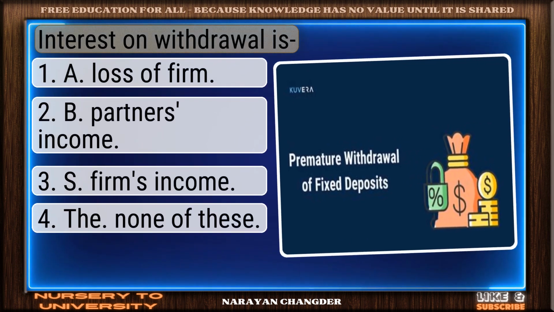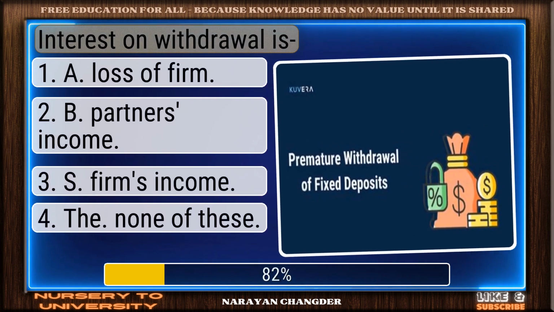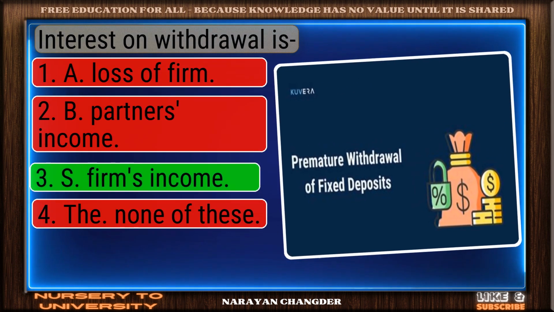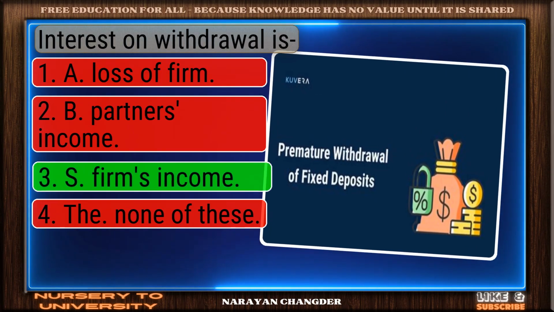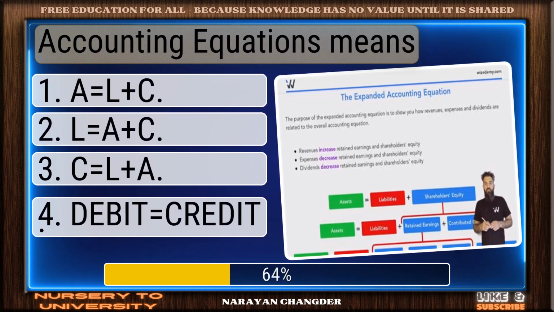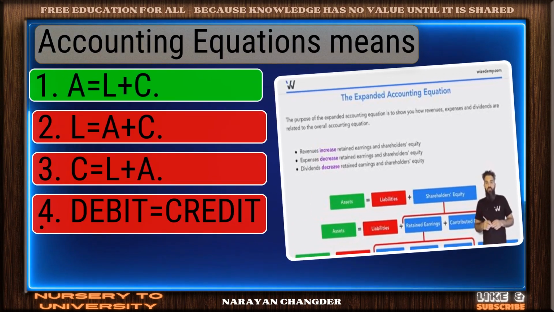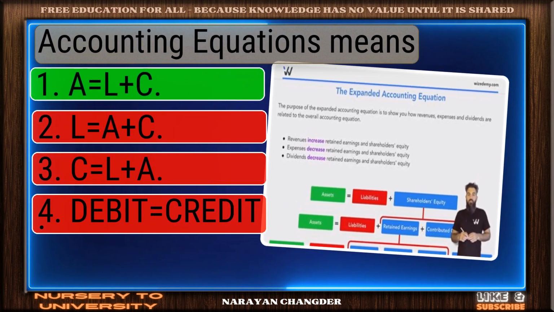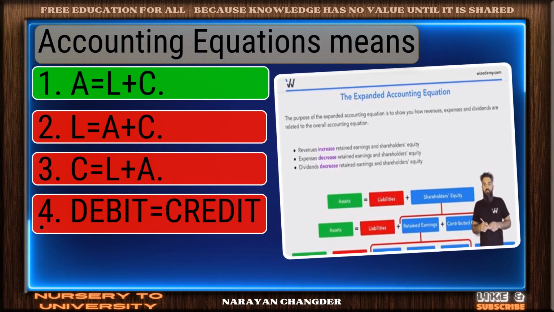Interest on withdrawal is. You got it. Your choice, firm's income, is right. Accounting equation means. Solid response. A equals L plus C is a valid choice.